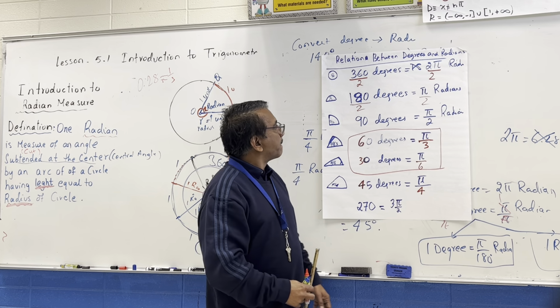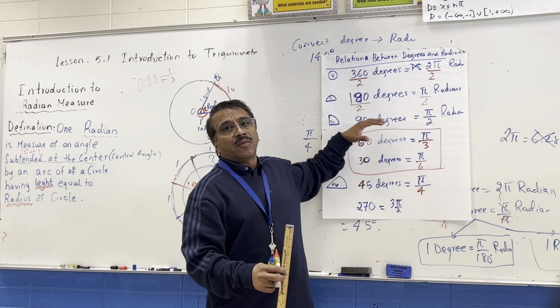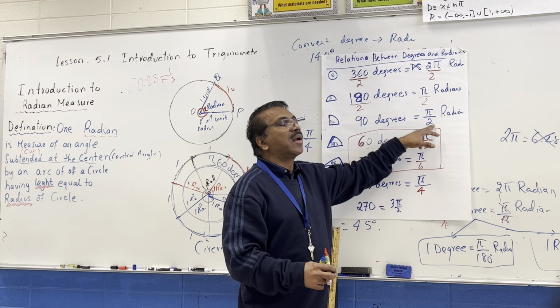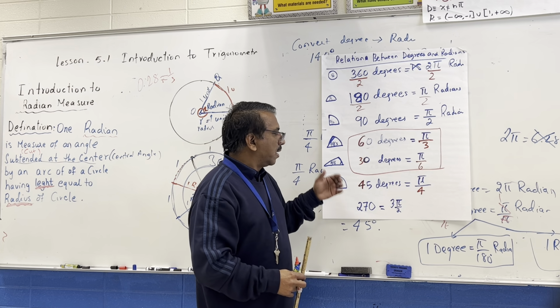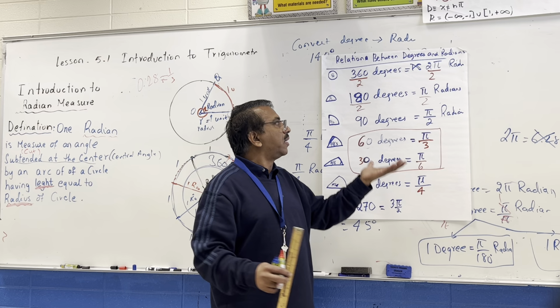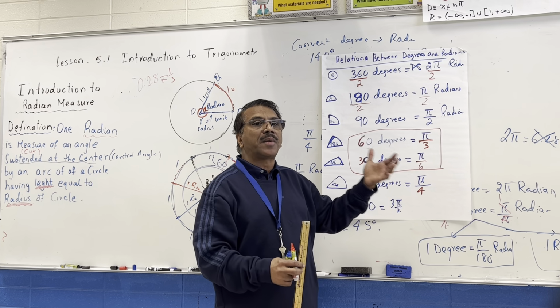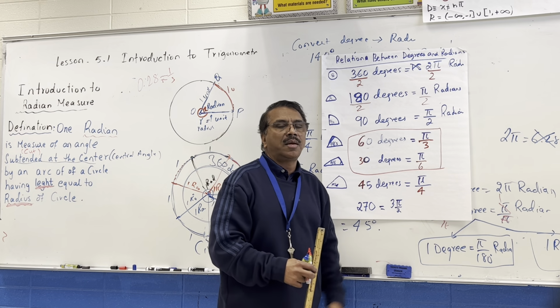So simple. 90 degrees, once you know 180 is pi, 90 is half, right? So you just divide by 2. So that you can remember that. 270 is 3 times 90. So once you know 90 is pi by 2, then pi by 2, pi by 2, pi by 2 is 3 pi by 2.